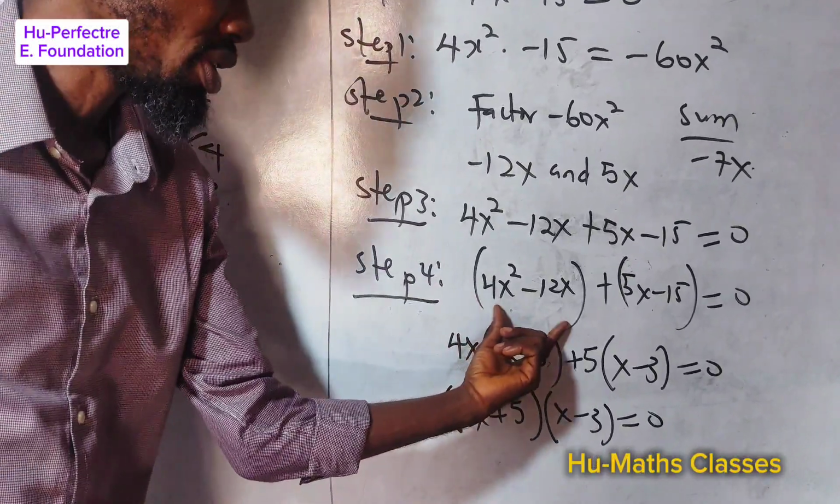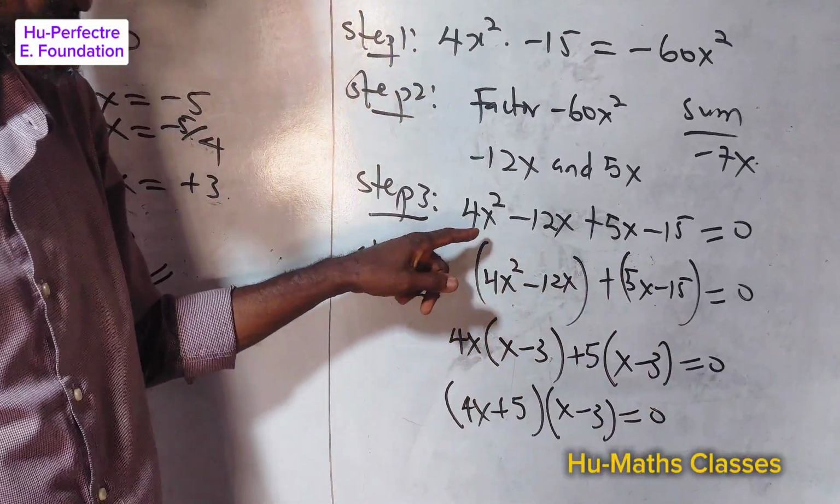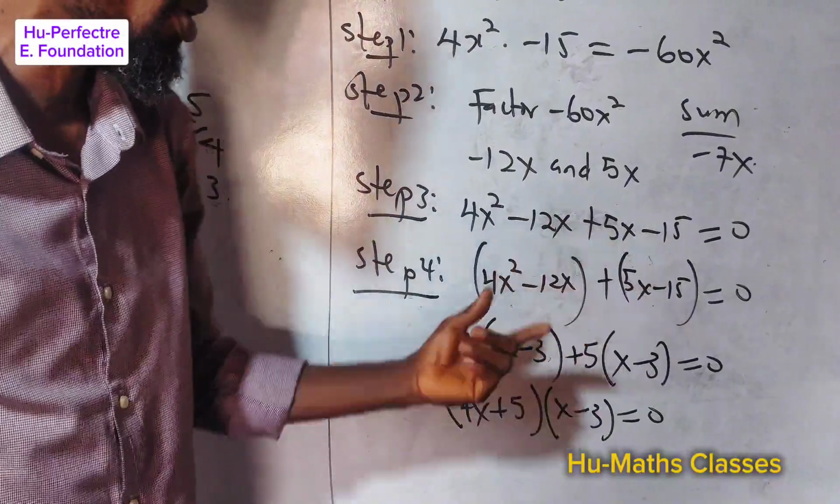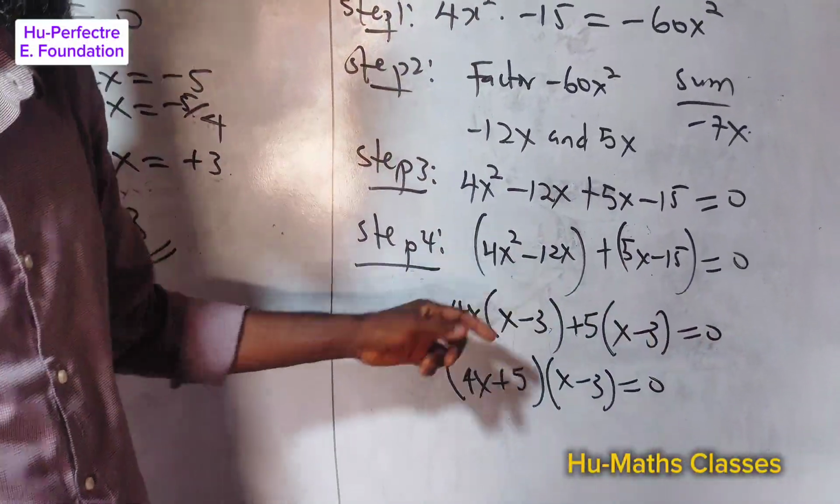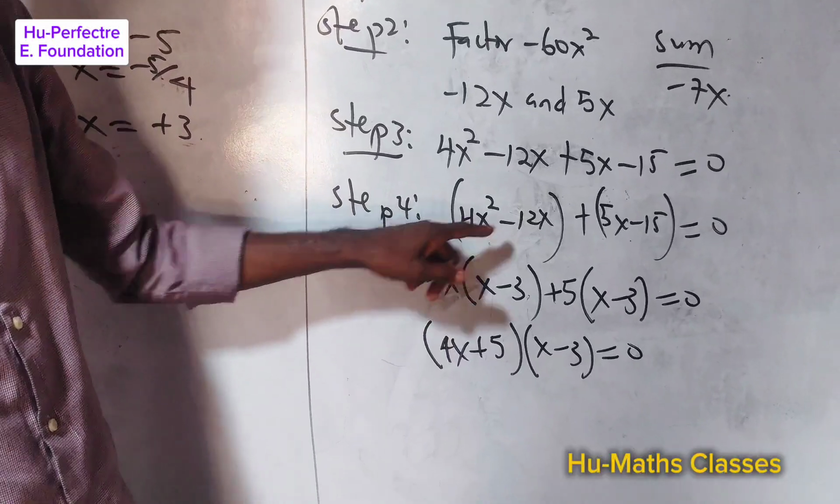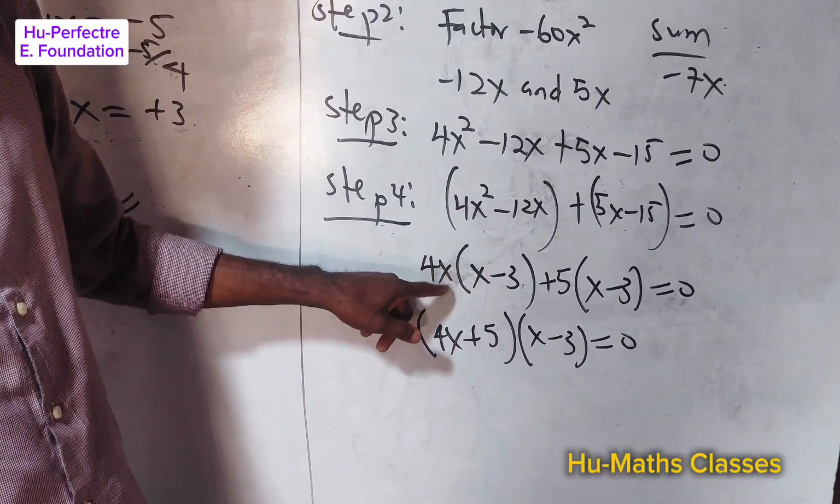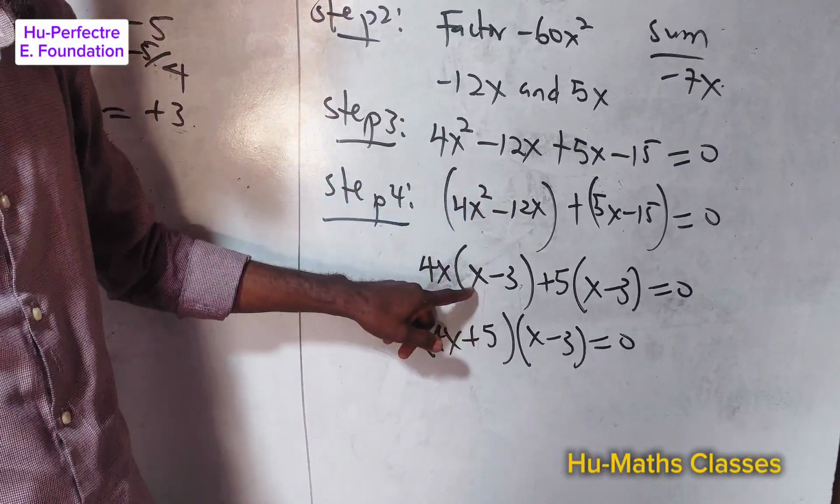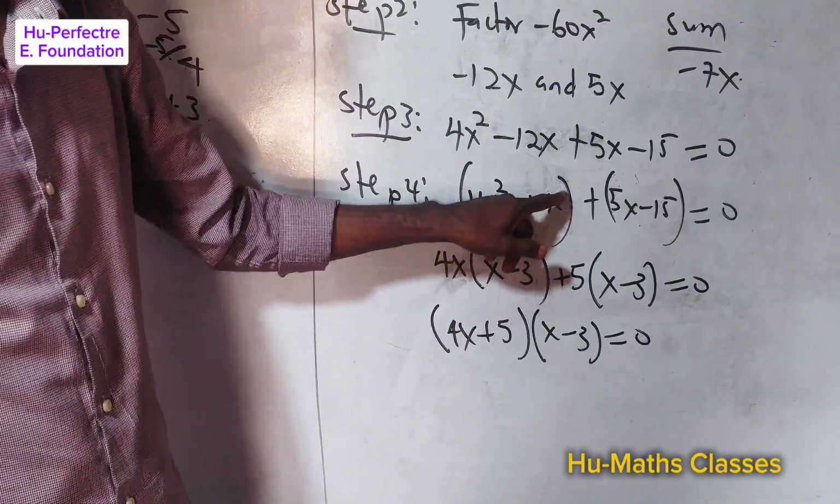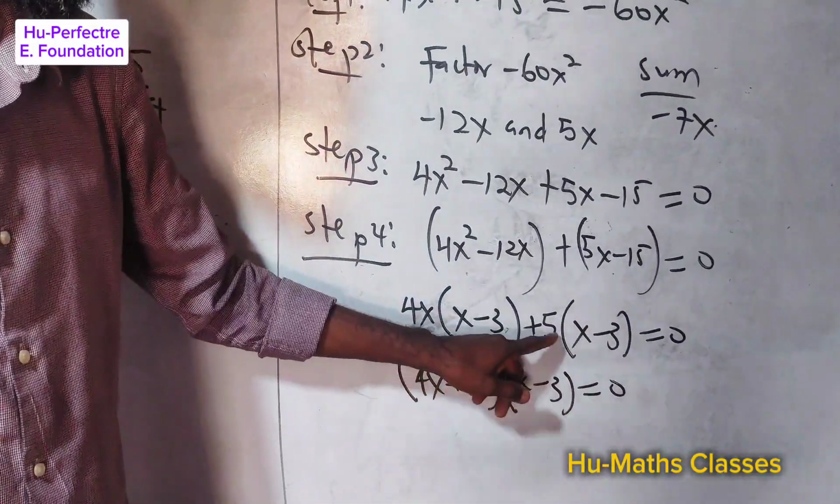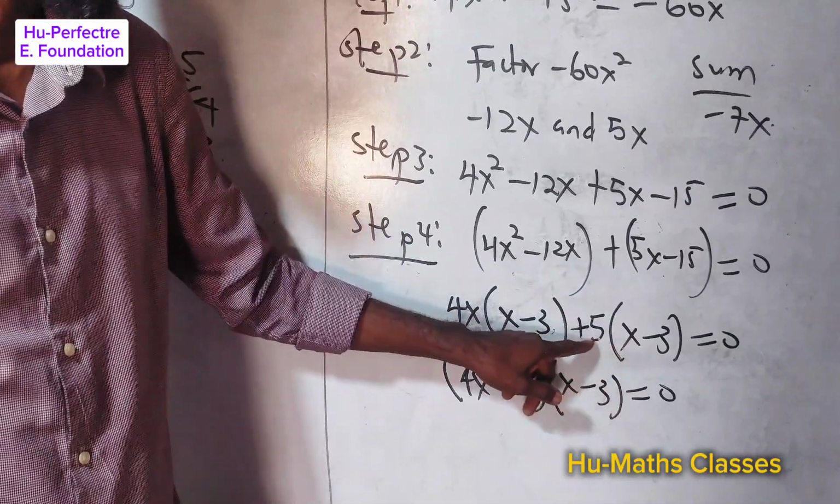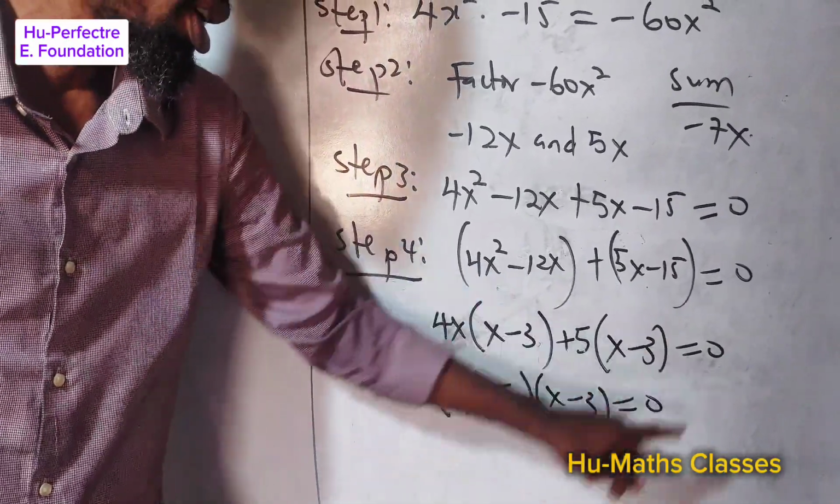And this we have to group, since there are four terms here: 1, 2, 3, 4. We'll group them in 2 here and here. So in the first bracket, the common element there is 4x. Here's the 4x. Open up a new bracket. 4x into 4x squared, you have x. 4x into minus 12x, you have minus 3. In the second bracket, what is common is 5. 5 into 5x is x, and 5 into minus 15 is minus 3, is equal to 0.